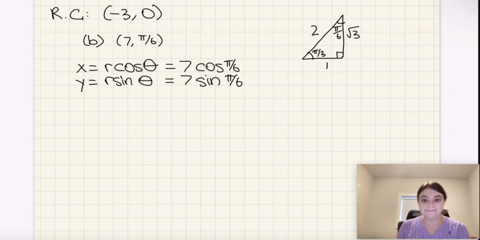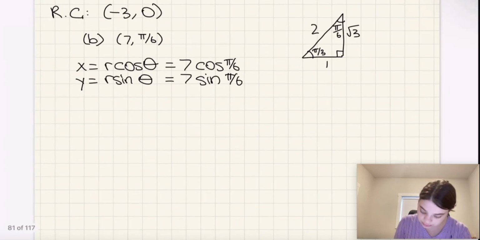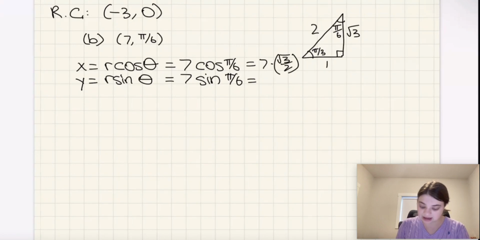So therefore, cosine of pi over 6 would be adjacent over hypotenuse, which is root 3 over 2. So this would be 7 times root 3 over 2. And then for sine pi over 6, well, that would be opposite over hypotenuse. So that's going to be a half. So 7 times a half.